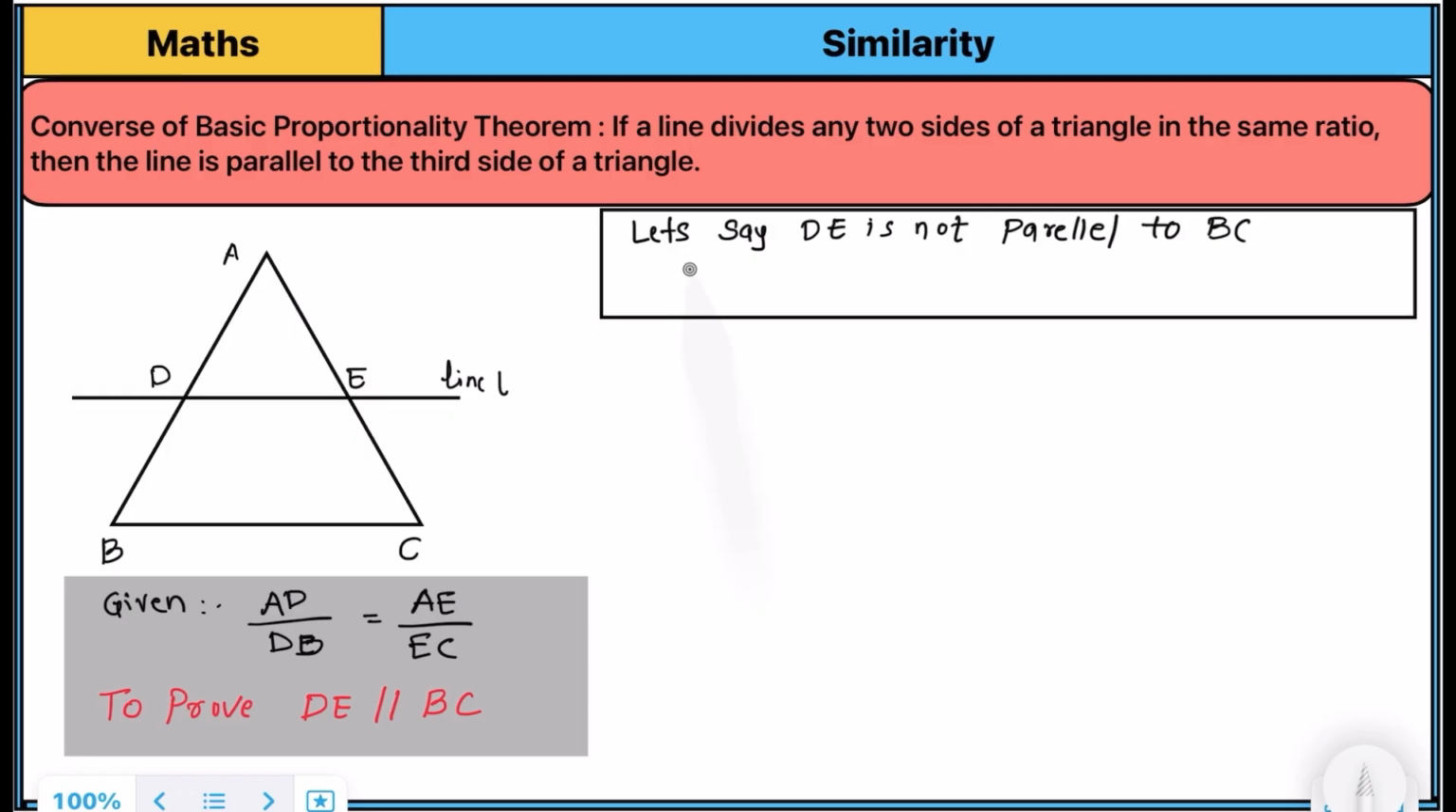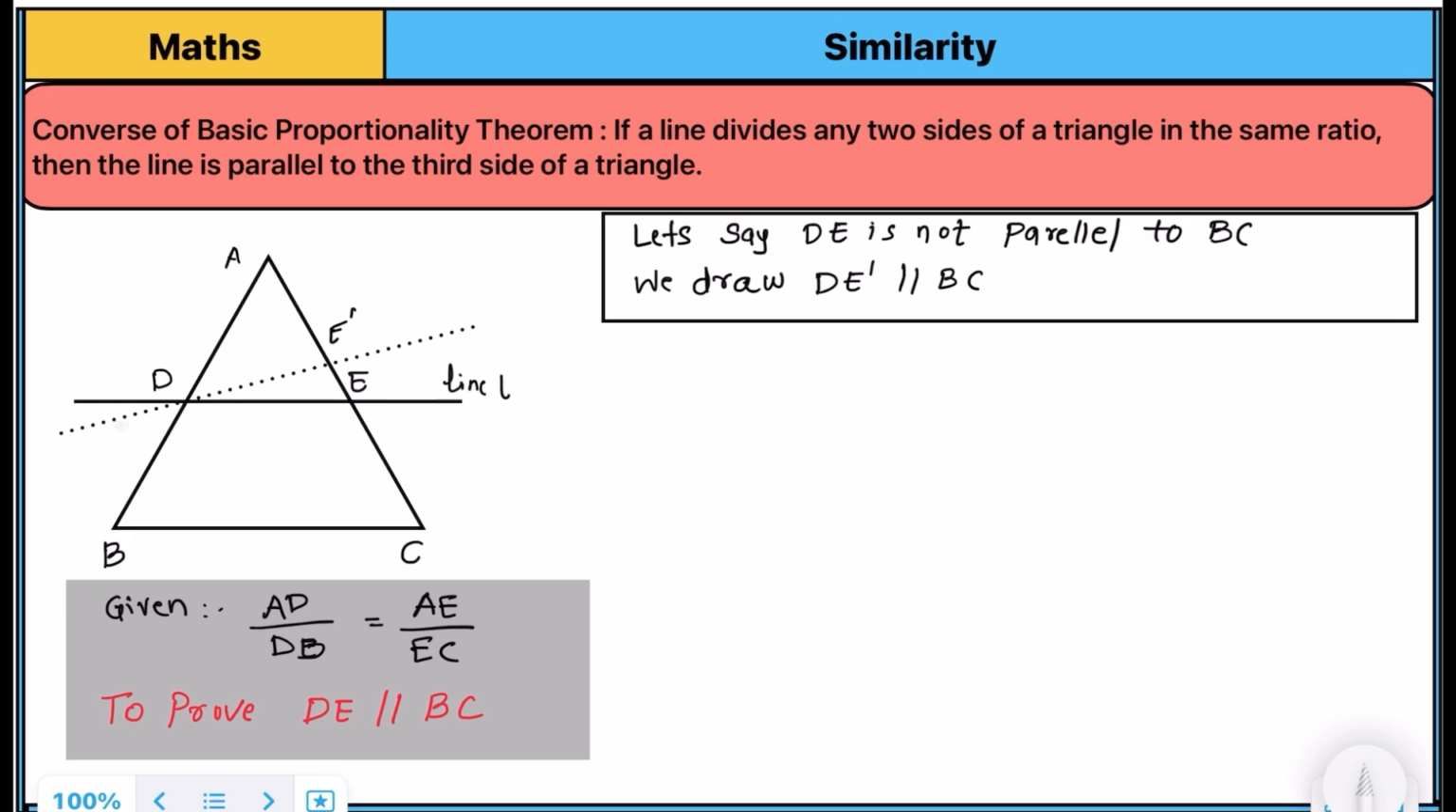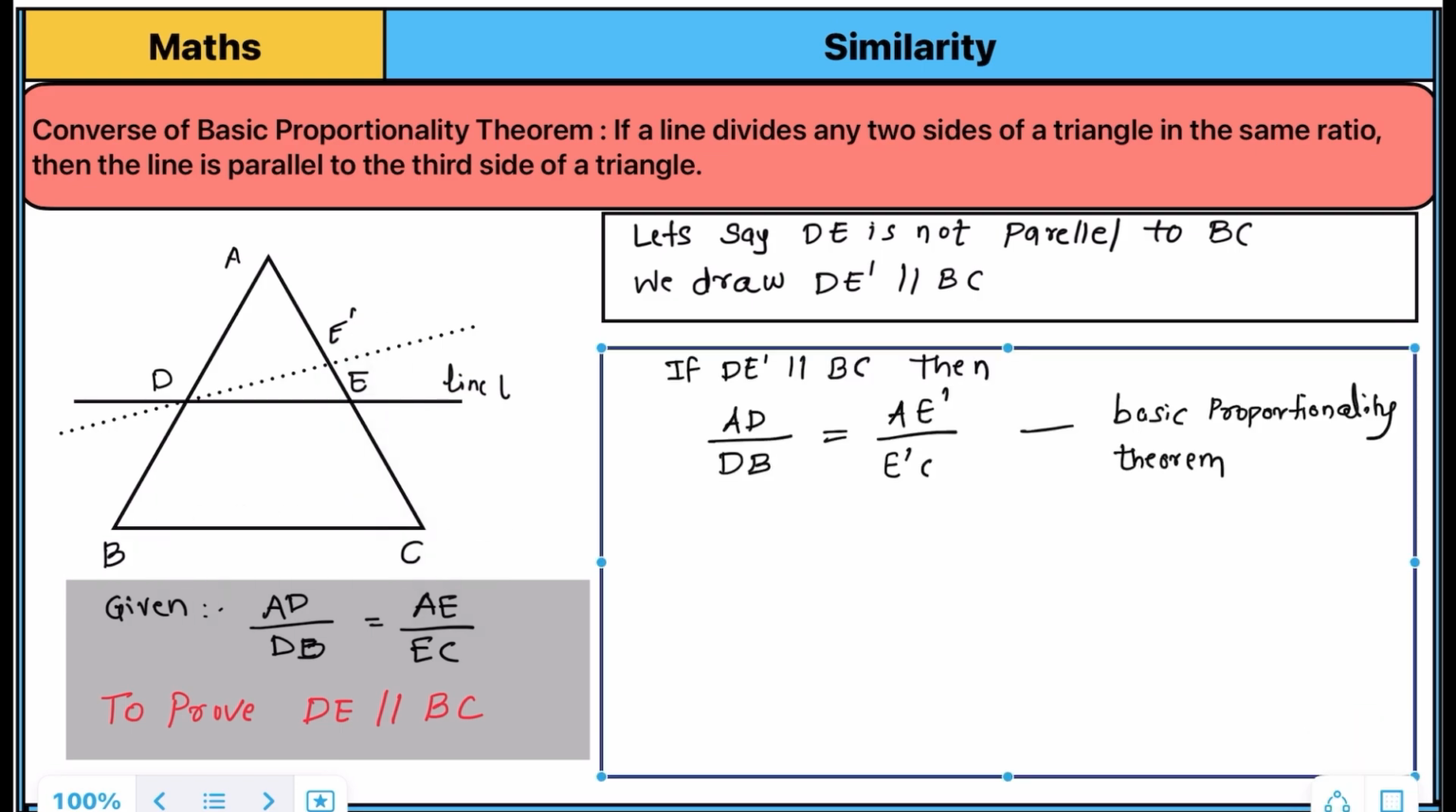For a moment, let's say DE is not parallel to BC. If DE is not parallel to BC, there would be some other line which is parallel to BC. So let's draw DE dash and say it is parallel to BC. Now if DE dash is parallel to BC, then AD upon DB is equal to AE dash upon E dash C, based on the basic proportionality theorem. But based on the given data, we know AD upon DB is equal to AE upon EC.